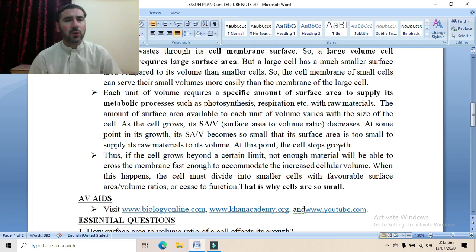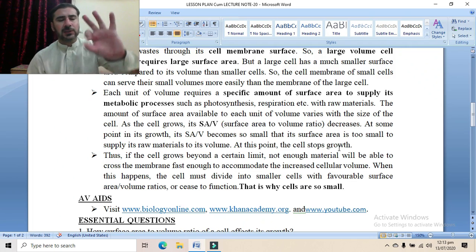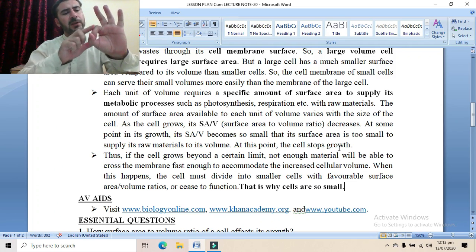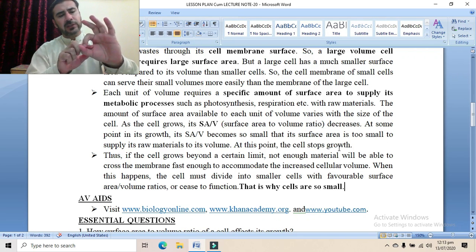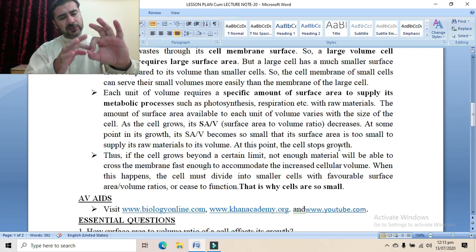Whenever the cell grows in size, we will start from the small cell. Suppose this is a small cell. So this whole surface area is comparatively larger than the inner volume. This inner volume is less. So this large surface area provides all the nutrients to this internal volume. It is pretty easy for this surface area to provide all the nutrients to this internal volume, as well as to remove the metabolic waste from this cell.